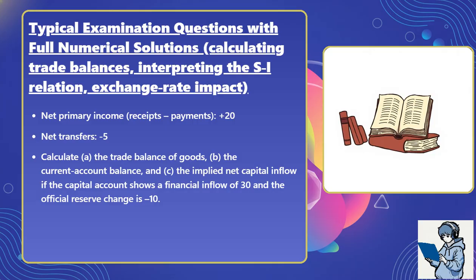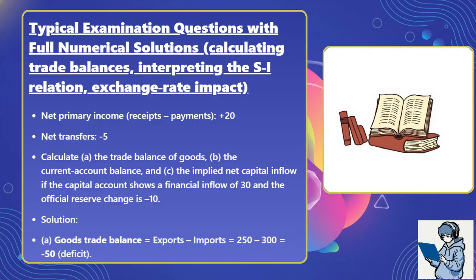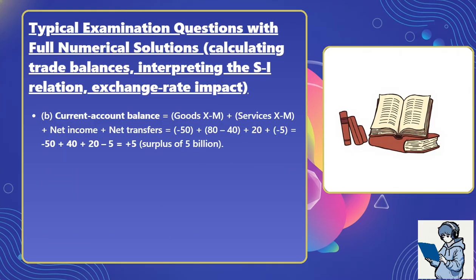Solution. Part A: goods trade balance equals exports minus imports, 250 minus 300, equals -50, a deficit. Part B: current account balance equals goods exports minus imports, plus services exports minus imports, plus net income, plus net transfers, equals -50 plus (80 minus 40) plus 20 plus (-5), equals -50 plus 40 plus 20 minus 5, equals +5. Surplus of 5 billion.